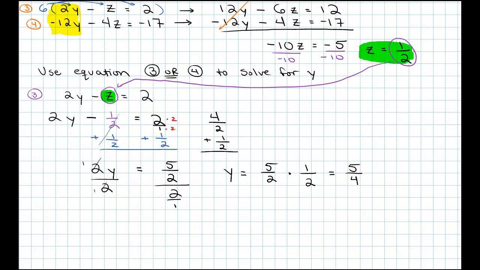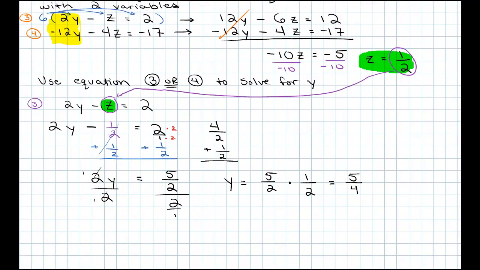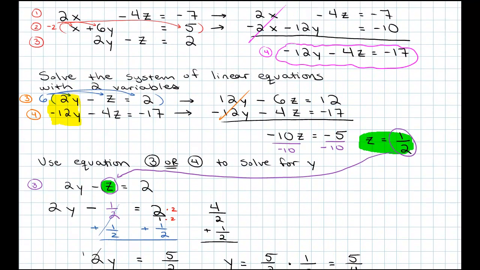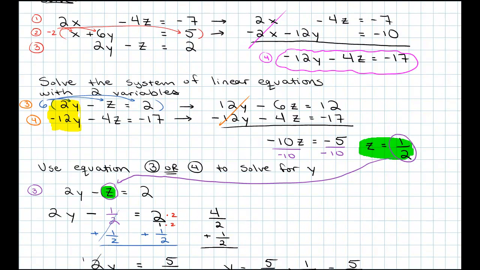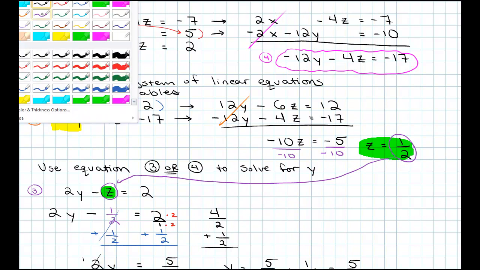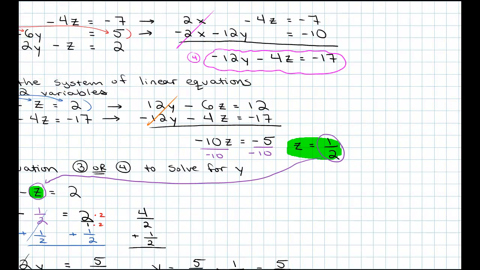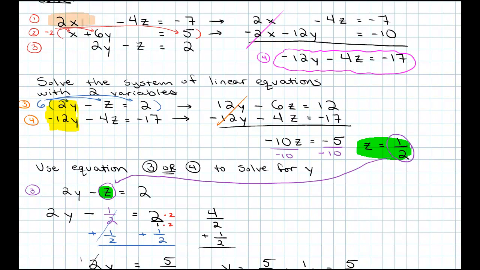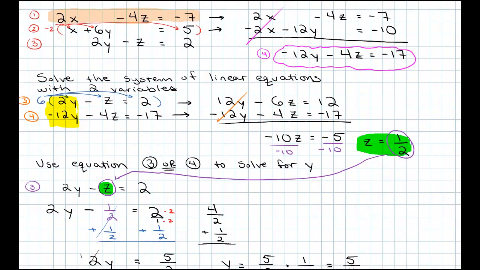So I found another value to my ordered triple. Now I need to find x. In order to find x, I'm going to have to go back and use one of the equations with x in it. So I have two choices. I could use equation 1 or I could use equation 2, because they both have an x, and I know the value of z, and I know the value of y. I'm going to choose to use equation number 1.